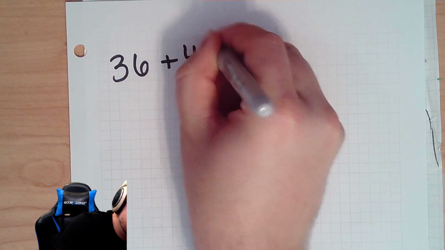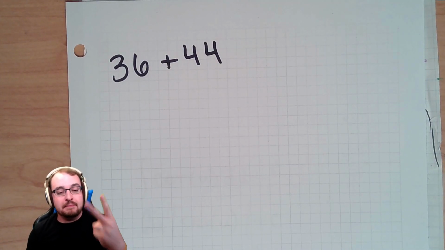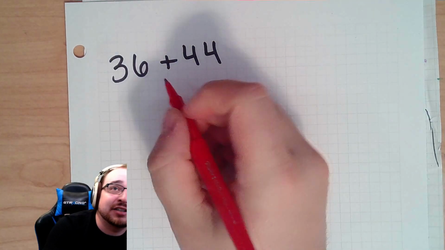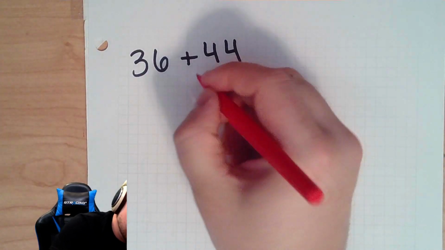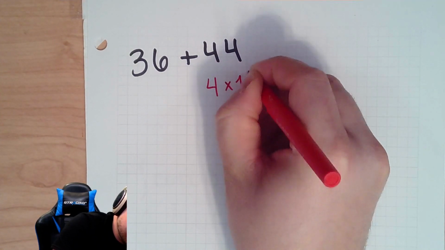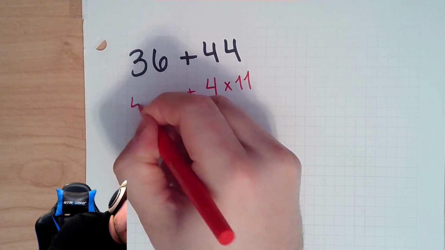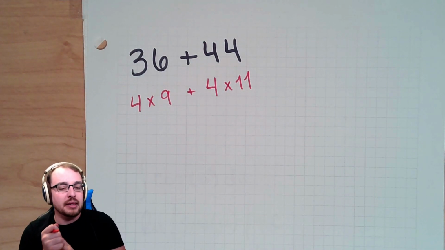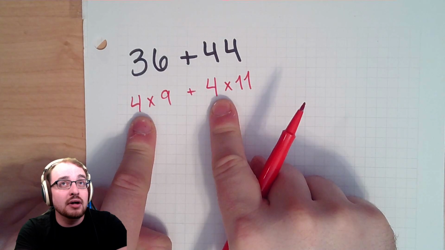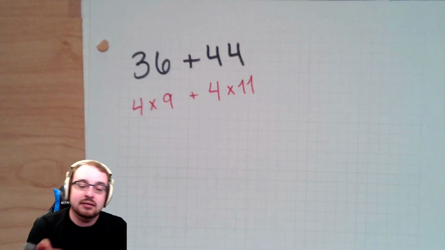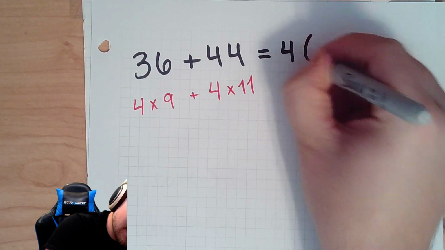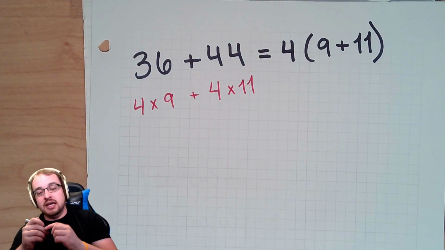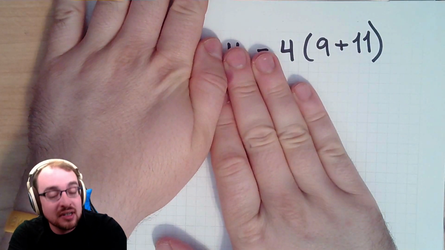36 plus 44. So two terms here, right? And both terms have something in common. They have a factor in common. Factor meaning multiplication. 44 is 4 times 11, and 36 is 4 times 9. So if you look, they have a common factor. Factors meaning numbers that multiply to make them. And the common factor here is 4, meaning that we can rewrite this as 4 times the quantity of 9 plus 11.